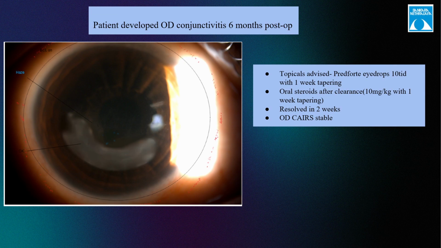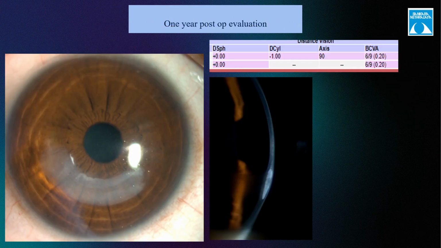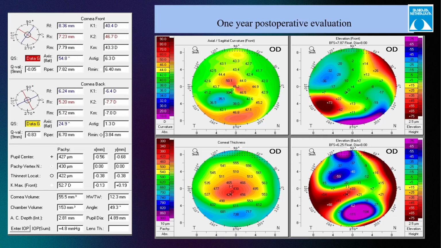The same patient developed right eye conjunctivitis 6 months post-operatively. She was started on topical eye drops 10 times a day with 1 week of tapering as well as oral steroids. It resolved 2 weeks later and the same patient still had a stable CAIRS. For the same patient, at 1 year post-op evaluation, you can see that she was maintaining that vision, still 0 for the sphere and minus 1 cylinder at 90 degrees with 6/9 best corrected. This is our 1 year post-operative evaluation.